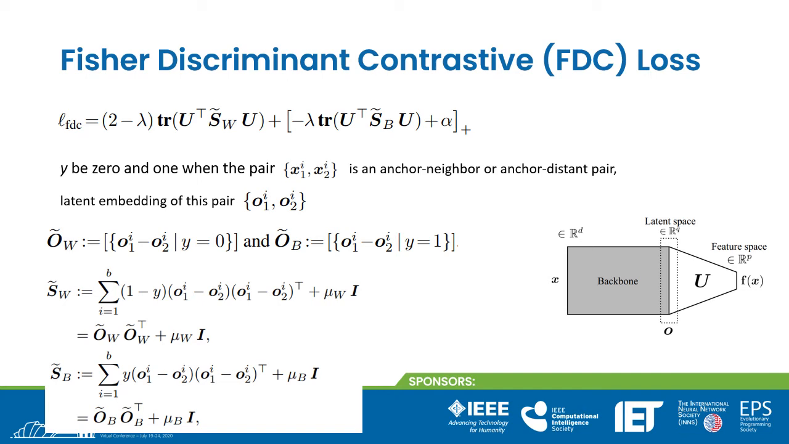So we define within and between scatter as the scatter in the latent space again, but for the pairs rather than triplets. Now we consider y as 0 and 1 when the pair x1 and x2 is anchor neighbor or anchor distant respectively, and we define the within and between scatter in the latent space depending on whether they are anchor neighbor, to be in within scatter, or anchor distant, to be in between scatter. And we define the Fisher Discriminant Contrastive Loss as you can see here.